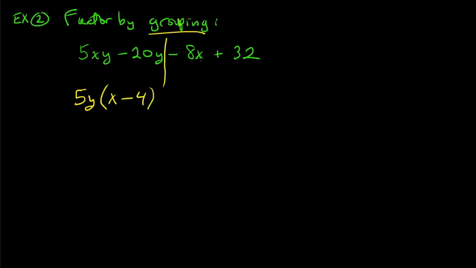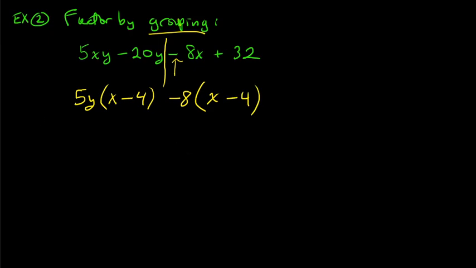Make sense? Now we go on to the last 2 terms. What's the GCF here? Well, 32 is divisible by 8, so the GCF is just 8. But remember, when you have a negative sign in front, we're going to factor out a negative 8. Negative 8x divided by negative 8 is positive x, and then 32 divided by negative 8 is negative 4.